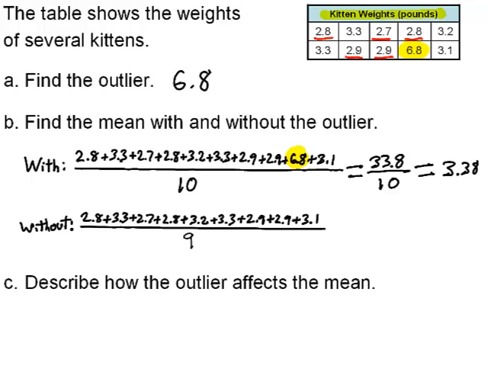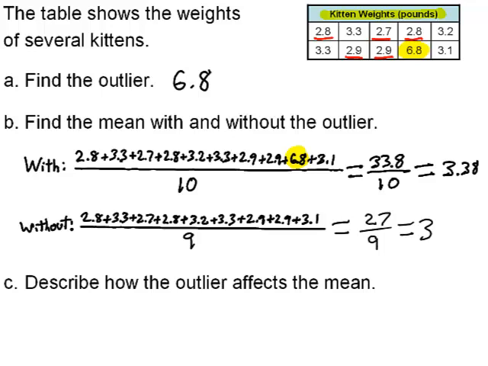So now we can find the sum. The sum of all those numbers is 27. When you divide by 9, the answer is 3. So that worked out nice. So once again, with the outlier, we have a mean of 3 38/100, and without the outlier, we have a mean of 3.